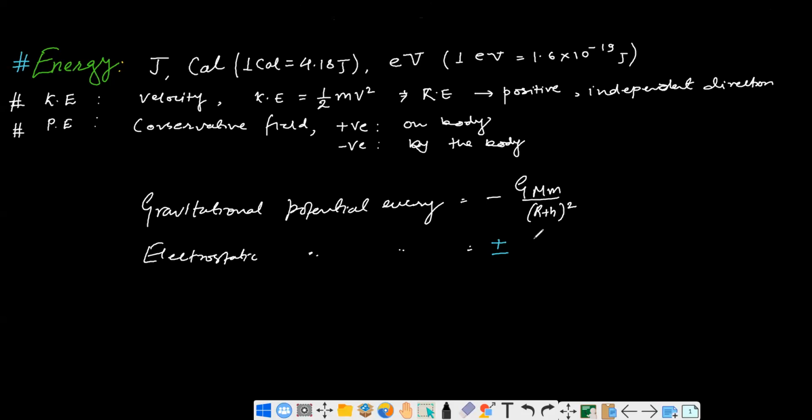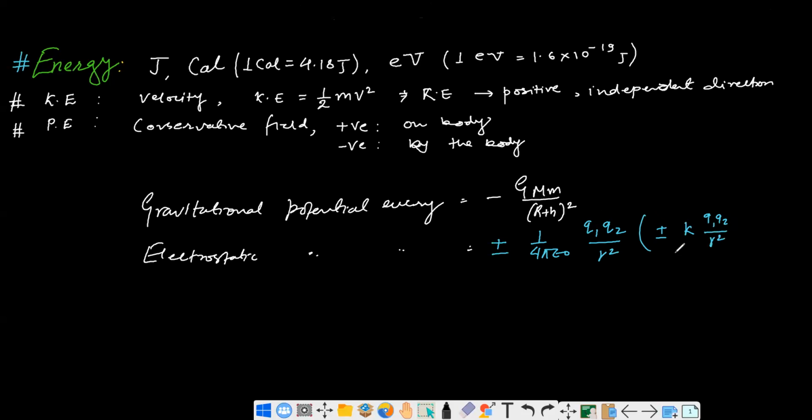For the repulsive case we take positive. So this is 1/4 pi epsilon naught if the medium is air or a vacuum, and q1 q2 divided by r. Without taking any medium, generally in the general convention, this is plus or minus k times q1 q2 divided by r. Okay, so this is how we can write.